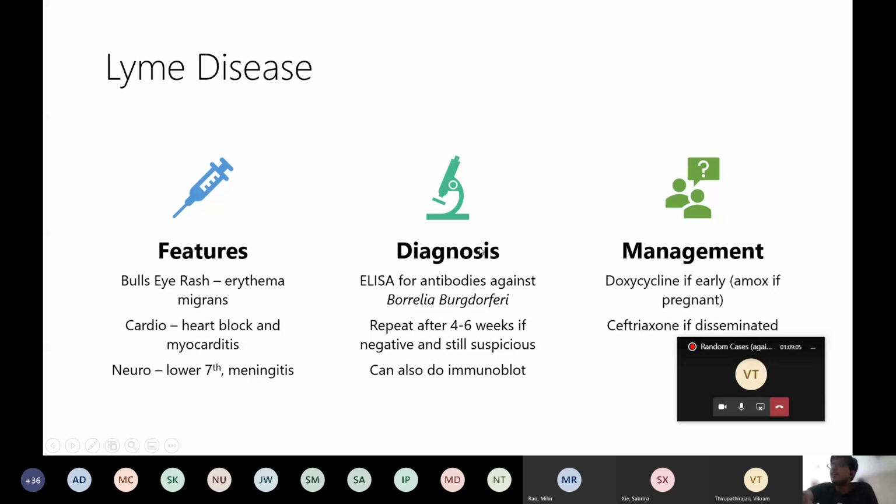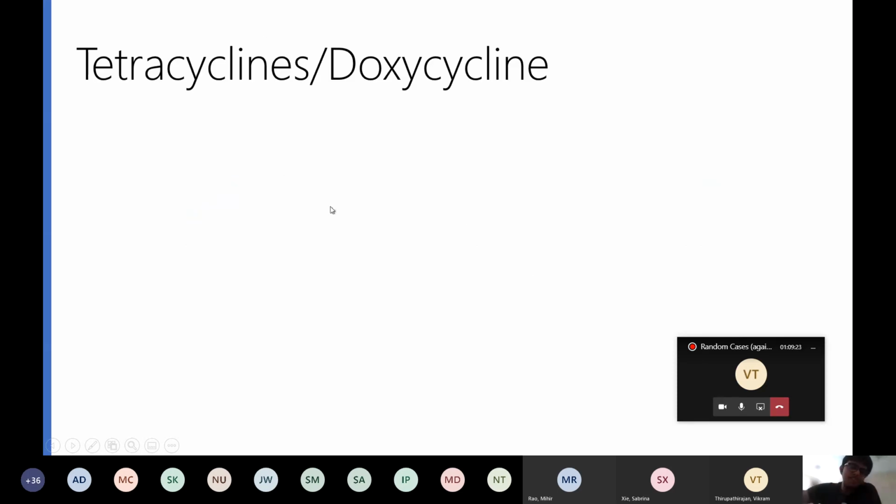Doxycycline, absolutely. I wouldn't learn about amox or ceftriaxone. I don't think they'll ask you about it. But yeah, if it's early Lyme disease, i.e. they don't have all of the organ systems involved, then you can just give them some doxycycline. And the last thing I wanted to talk about is, when do we use doxycycline?